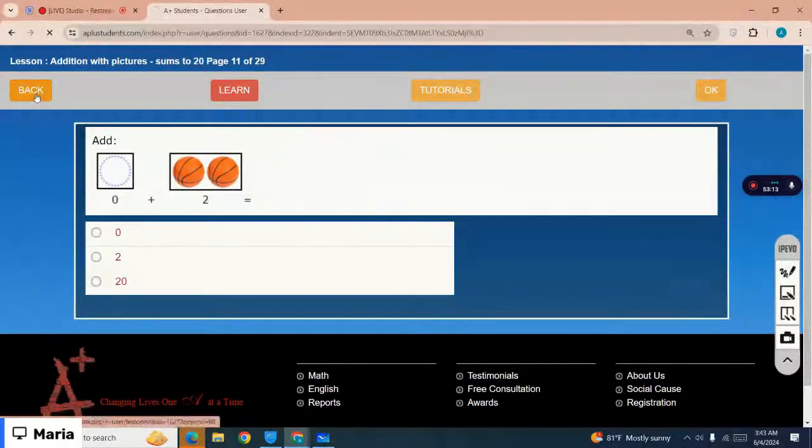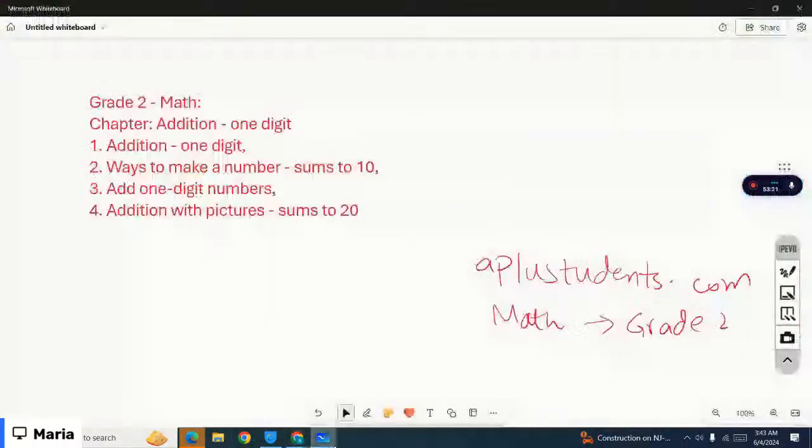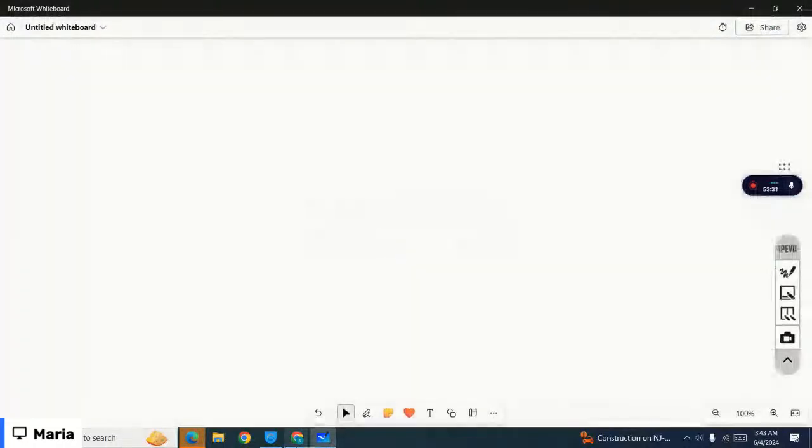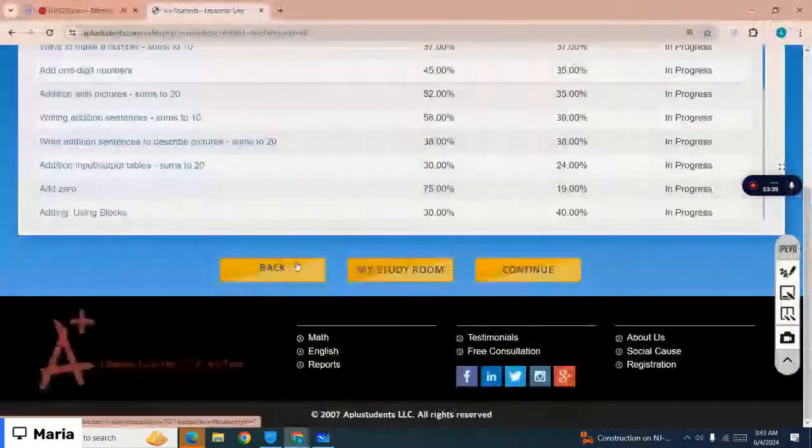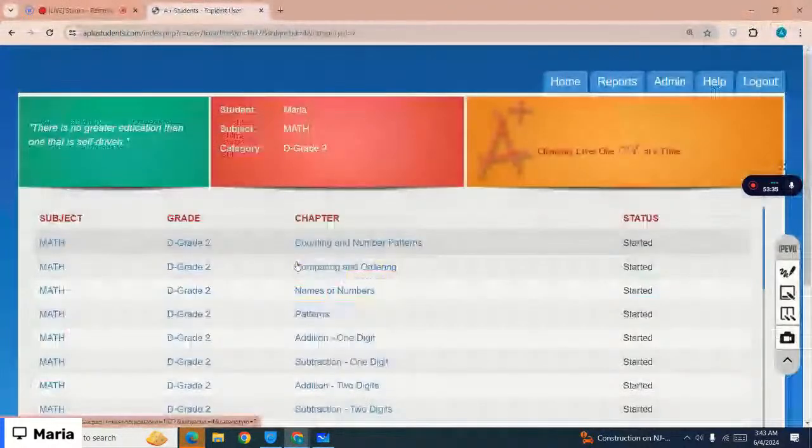So we were working on grade 2 math. The chapter we were working on is add one digit numbers, and the lessons we have covered today are addition one digit, ways to make a number sums to 10, add one digit numbers, addition with pictures sums to 20. So please make sure before the next session you complete all the practice questions for the lessons we did today. That is your homework until the next session.